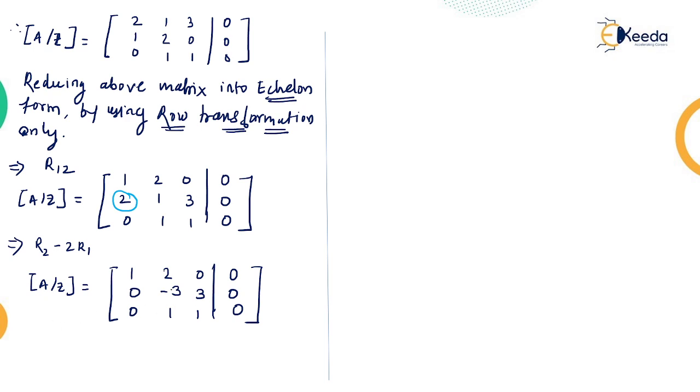Now we have to make this minus 3 a 1, so we perform the next row transformation: multiply the R2 row by minus 1 by 3. So the augmented matrix AZ becomes, nothing changes in row R1 and R3, meaning 1 2 0 and a 0. There is no change in these rows, so I am writing these numbers as they are.